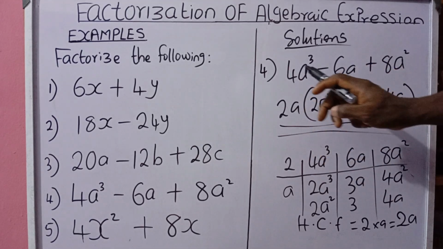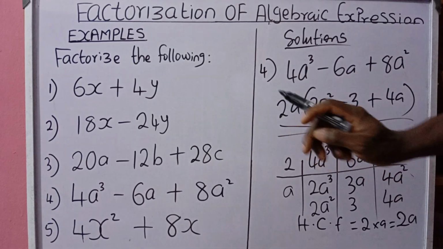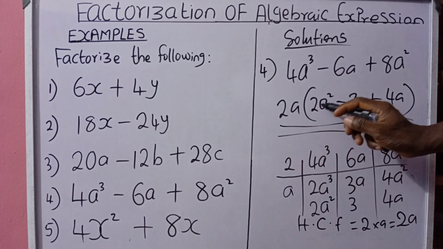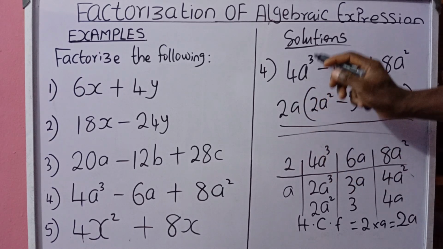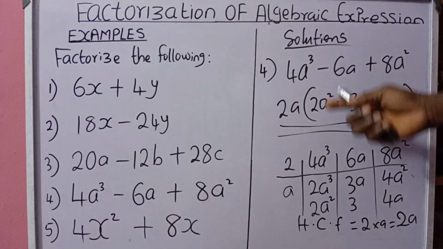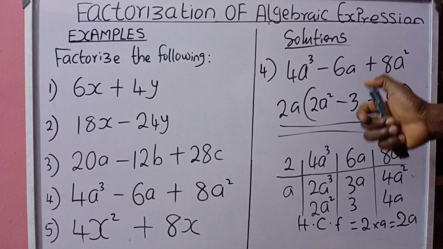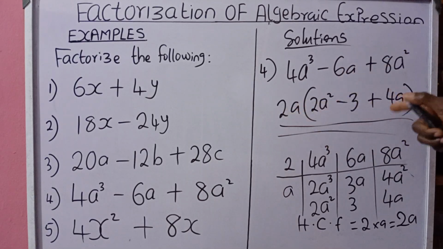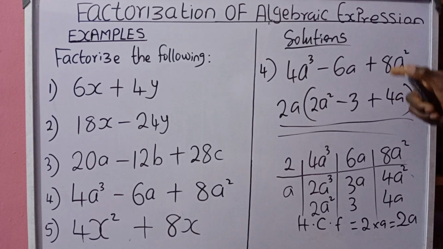That is to say, the opposite of factorization is expansion. 2a multiplied by 2a squared will give us 4a raised to power 3. Then minus 2a multiplied by 3 will give us 6a. Then 2a multiplied by 4a will give us 8a squared. So that's how to solve this kind of question.